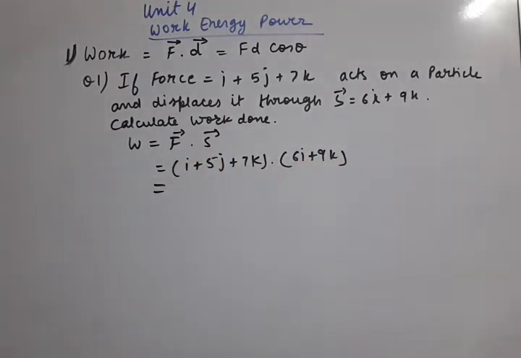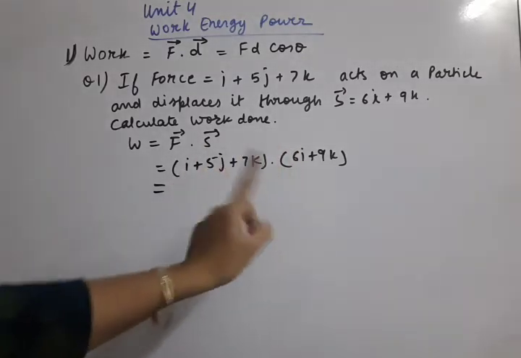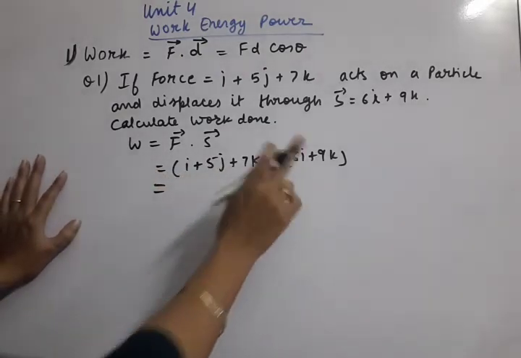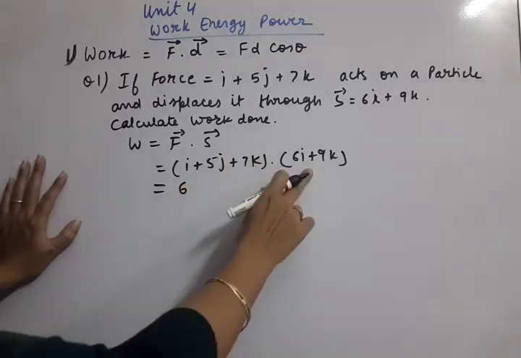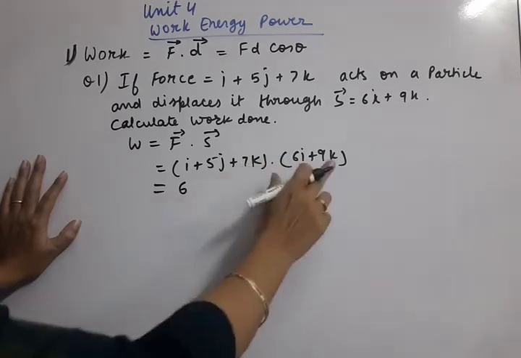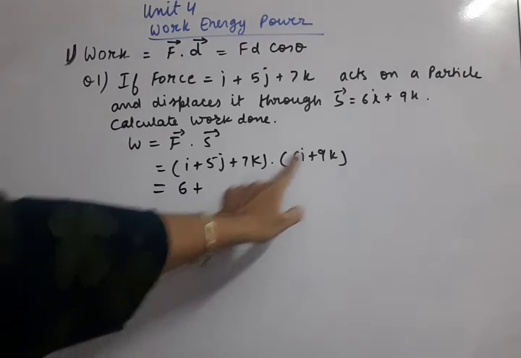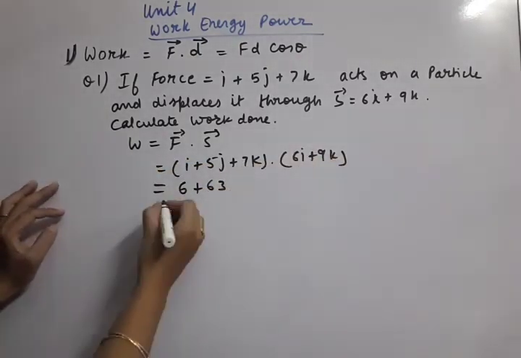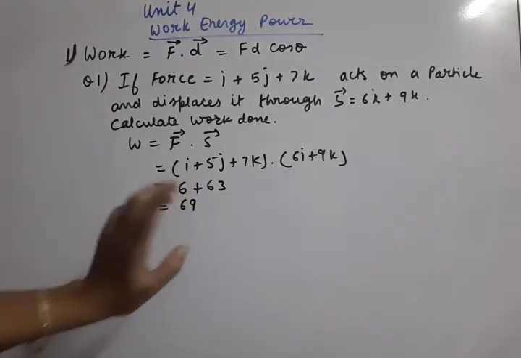So dot product or scalar product: we have to multiply i with i only, j with j, k with k. Other terms are 0. So i dot i is 1, so the answer is 6. j is not present here, so j dot 0j cancelled. 7k dot 9k: we have to multiply 7k with 9k, 63. k dot k will become 1. Final answer is 69. 63 plus 6 is 69.